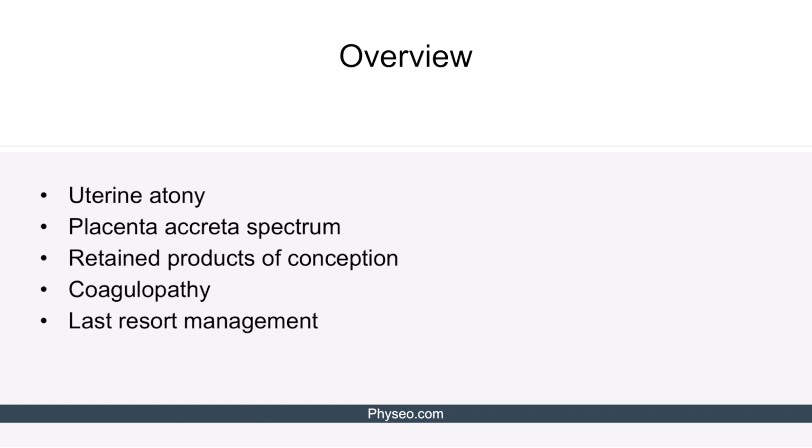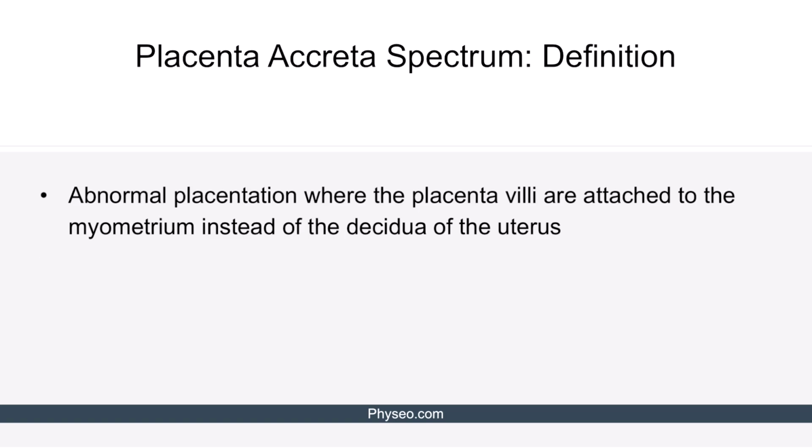All right, our next topic is placenta accreta spectrum. Together with retained products of conception, this is our third T, which stands for tissue. Both of these diagnoses involve tissue abnormalities causing bleeding. Placenta accreta spectrum used to be termed morbidly adherent placenta. Put simply, this is an abnormal placenta that has invaded too deeply. The placental villi are attached to the myometrium instead of the decidua of the uterus.